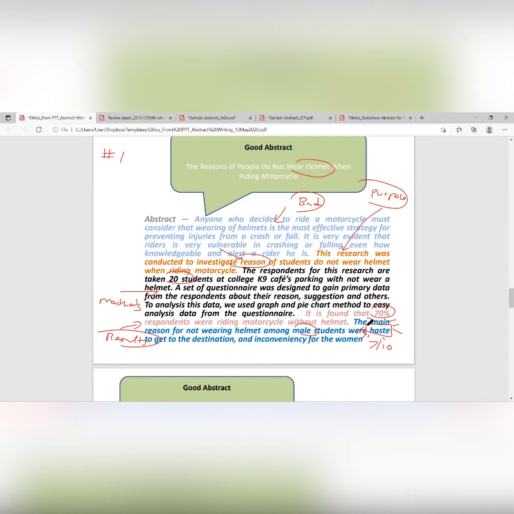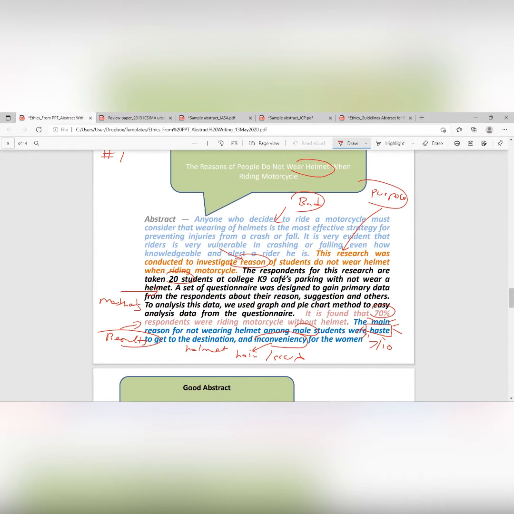But for the women, it's quite interesting. For the women, it's because of the inconvenience. The helmet may spoil your hair and so on, or your scarf and so on. This is what was found out by the student from this simple project.